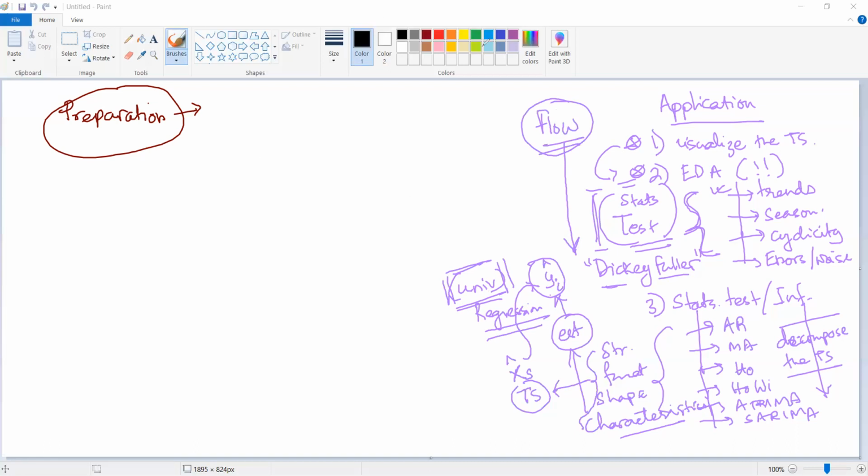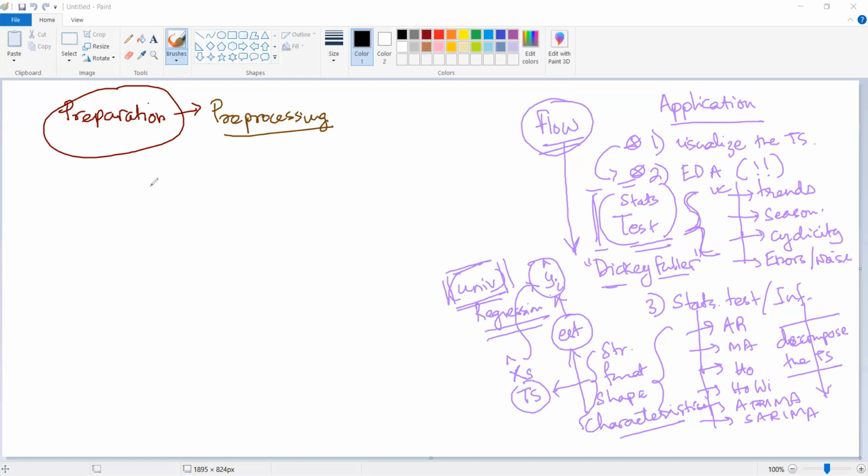Now let's talk about the preparation quickly. One question, if you remember, which was asked in one of the sessions, is what are we going to do when it comes to the pre-processing of the data? So this step is also the pre-processing of the data.